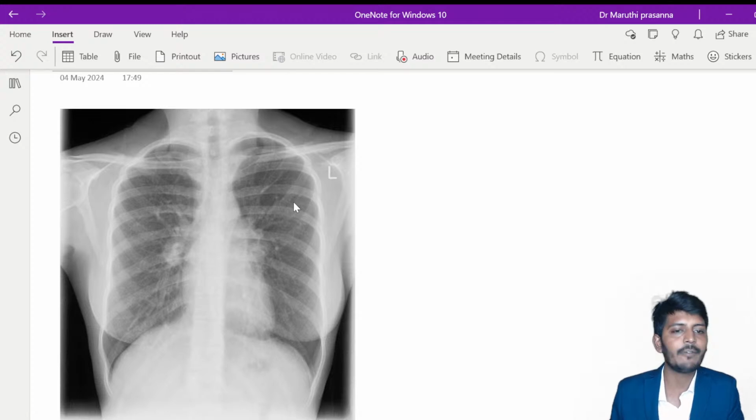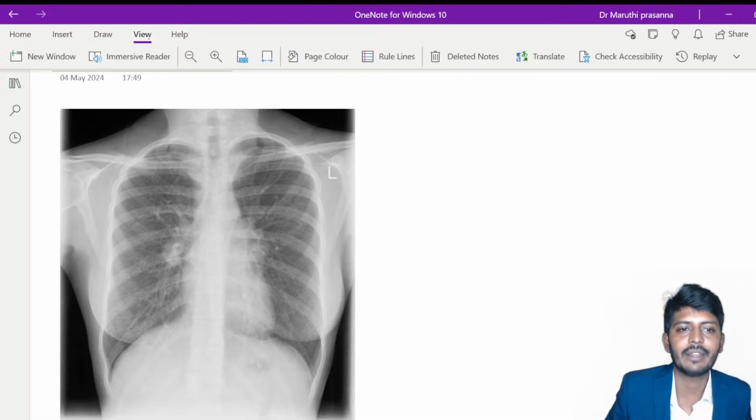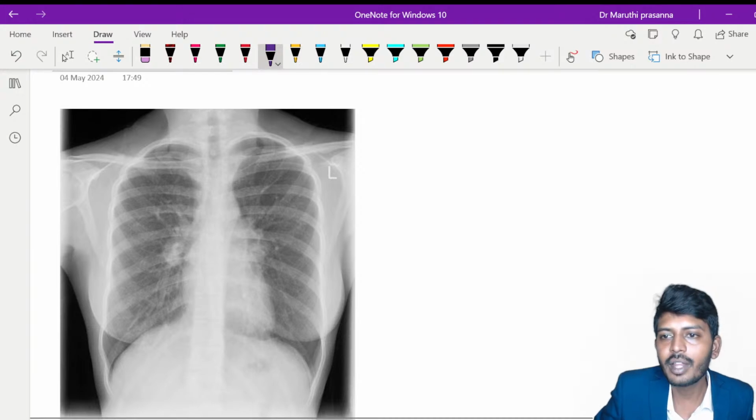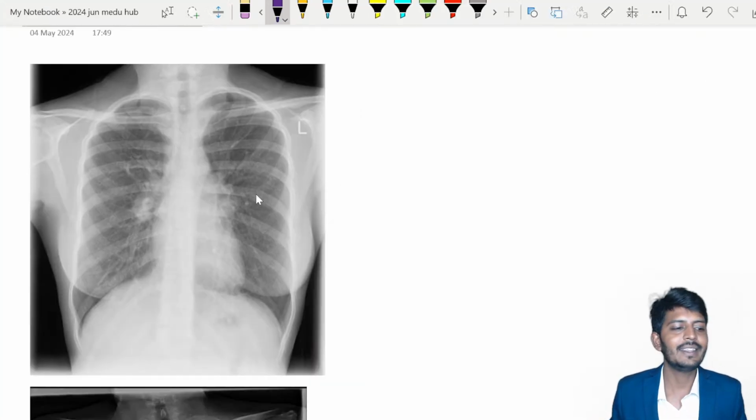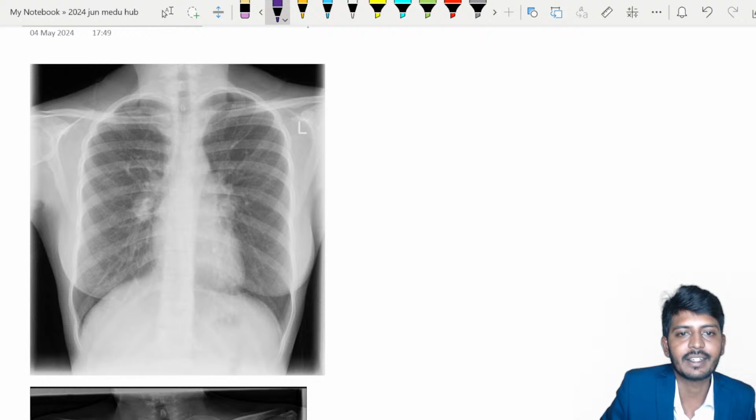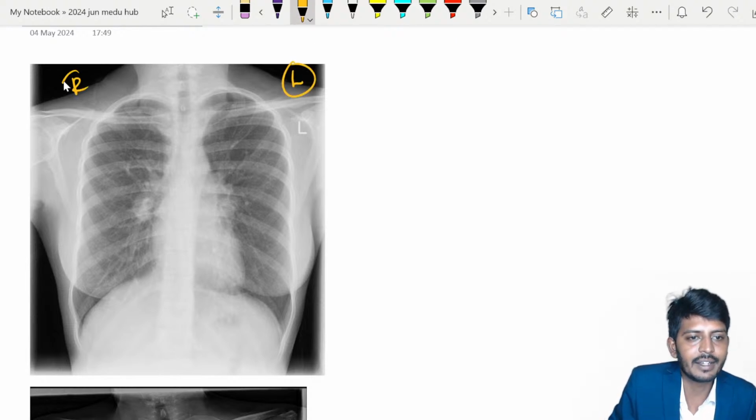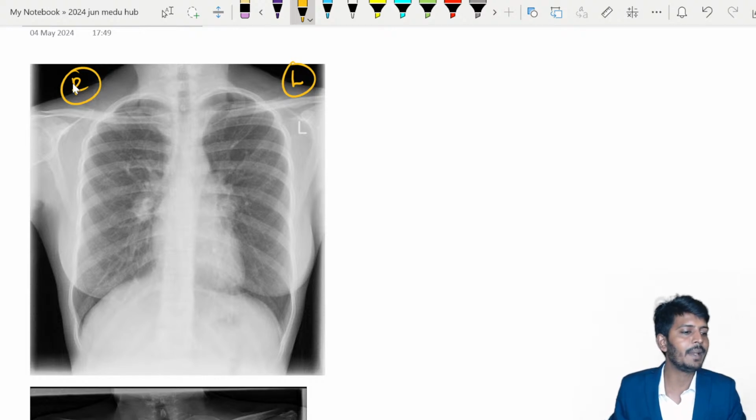So when we are speaking of radiological images, please understand there is one important point. When we are speaking of a chest X-ray, this is your left side, of course, this is your right side. So whenever an image is given, please look at the sides, which side, and what is the investigation. So what are the things we need to look at?